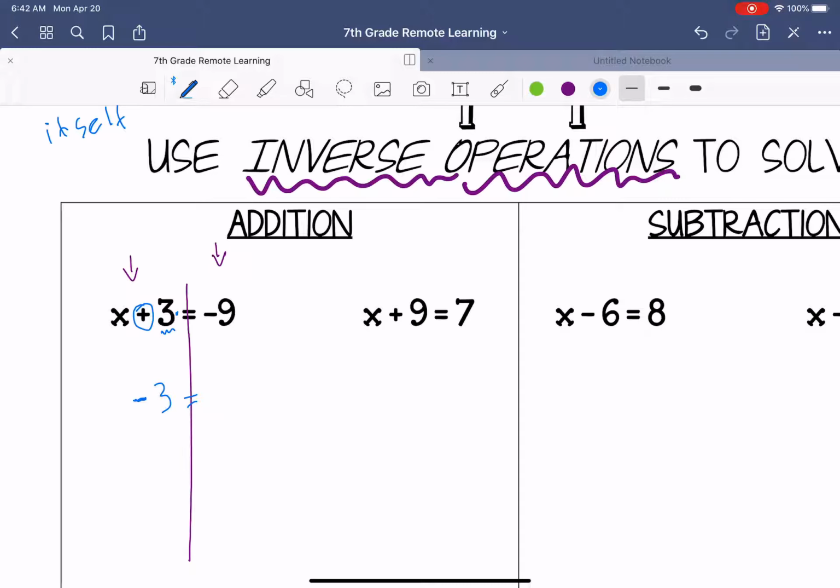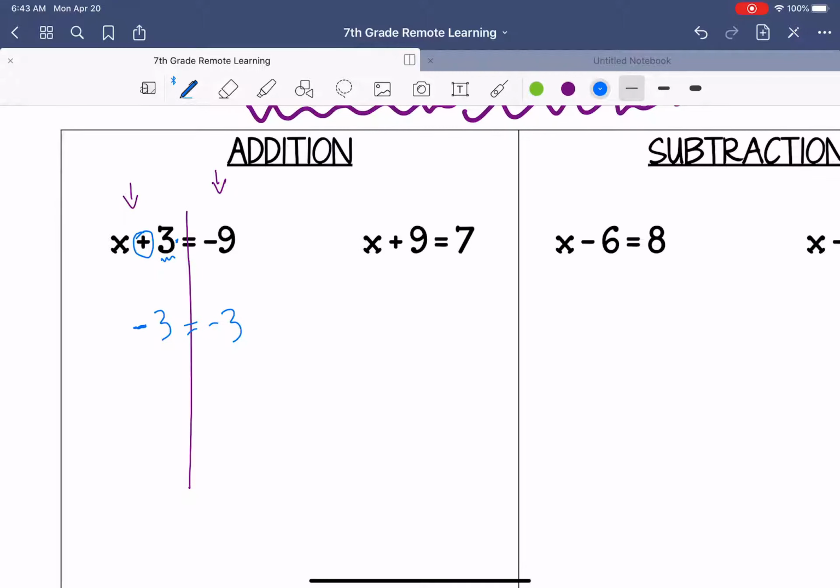And since I have my balance line and I have to keep balanced, I'm going to subtract 3 on this side. Okay? So 3 minus 3 gives me 0. So I'm going to end up with x plus 0 equals negative 9 minus 3, negative 12. And a plus 0, that's once again the additive identity, which means it doesn't change the value. So I don't actually care about this, so I can get rid of it. So I just have x equals negative 12.